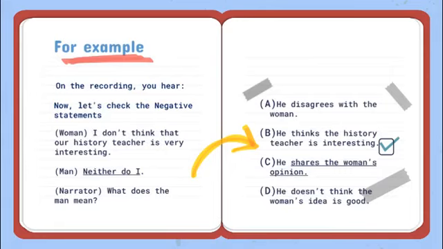Woman: I don't think that our history teacher is very interesting. Man: Neither do I. Narrator: what does the man mean?